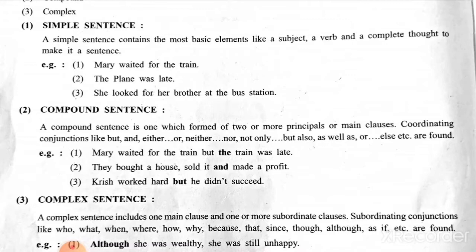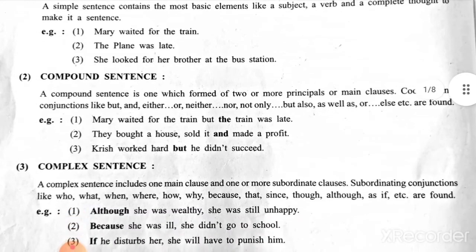Coordinating conjunctions like but, and, either or, neither nor, not only but also, as well as, or else, that you have studied in 12th standard or 10th standard. Okay, but we are repeating in this.